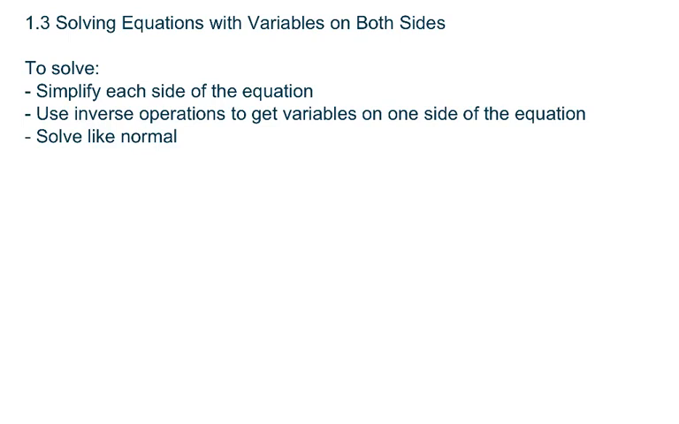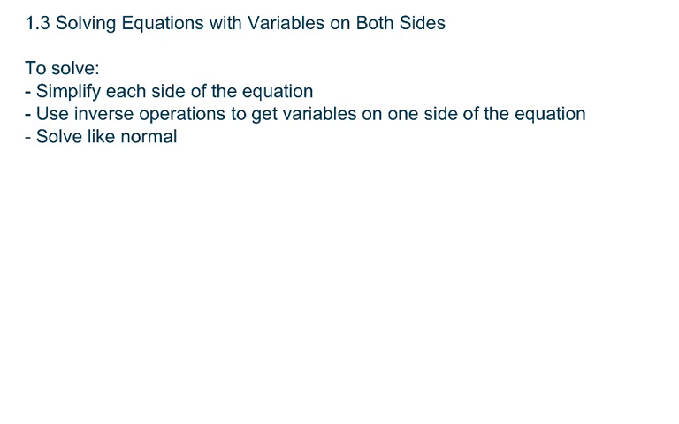Section 1.3, solving equations with variables on both sides. All right, so the steps to solve are very similar to Section 2, where we simplify each side of the equation. The difference here is that we've got one extra step. We're going to use inverse operations to get all the variables on one side of the equation. All the numbers would go on the other side, and then we'll solve it like normal.